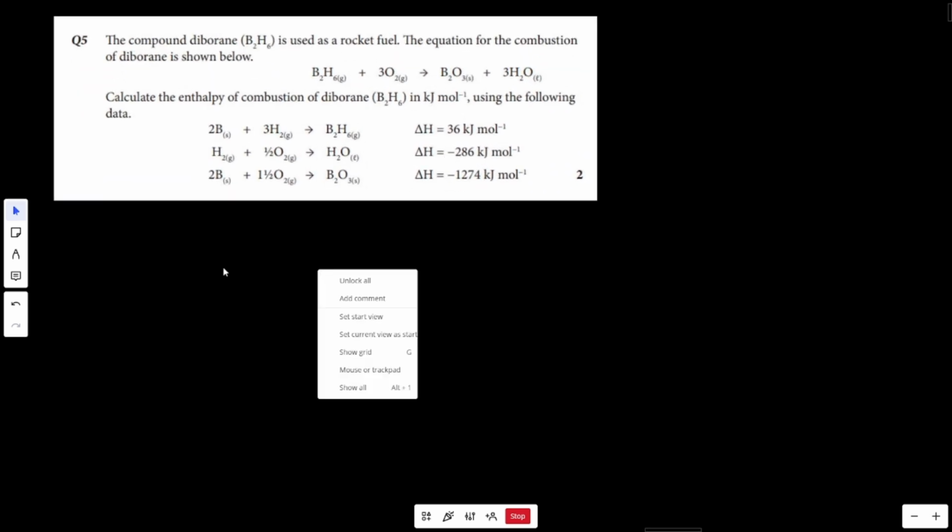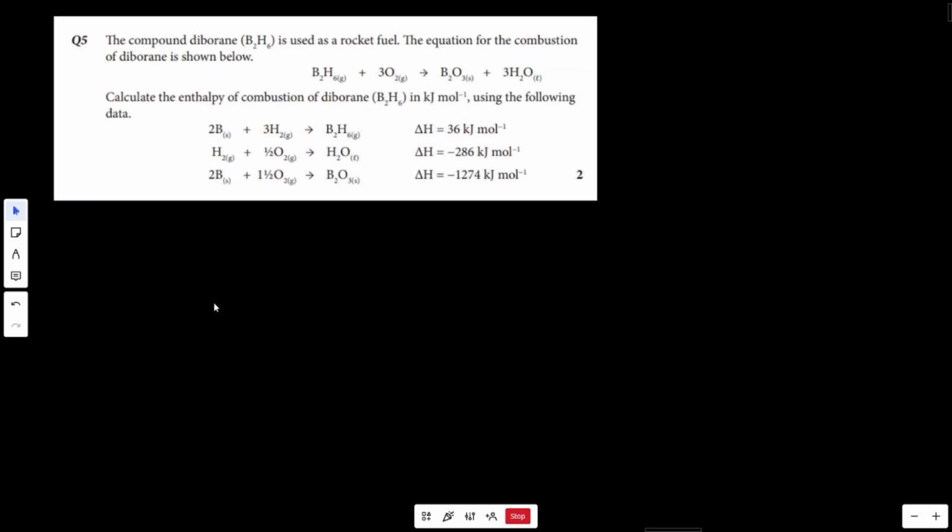So the compound diborane is used as a rocket fuel, and the equation for the combustion of diborane is shown below. And that's B2H6 plus 3 moles of oxygen gas to form B2O3 and 3 moles of liquid water. Now, how do we get the enthalpy of combustion? Well, here, we just use Hess's law again, because clearly, we have a Hess's law problem. We have 3 steps in this reaction.